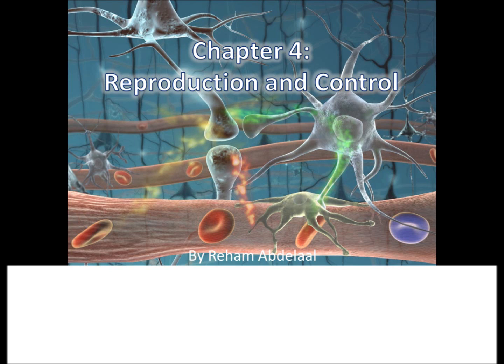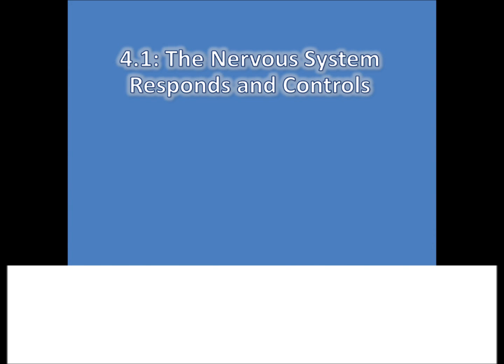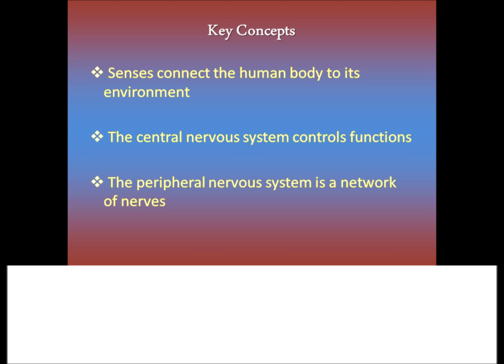Going to be talking about reproduction control. This is chapter 4 in your textbook, unit B. The section that I'm going to be explaining is 4.1, and this is that the nervous system responds and controls. There's three main key concepts that you need to know for this section.